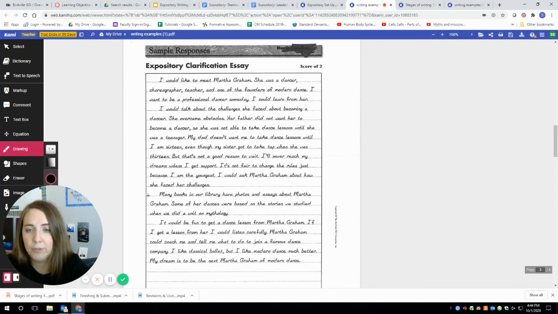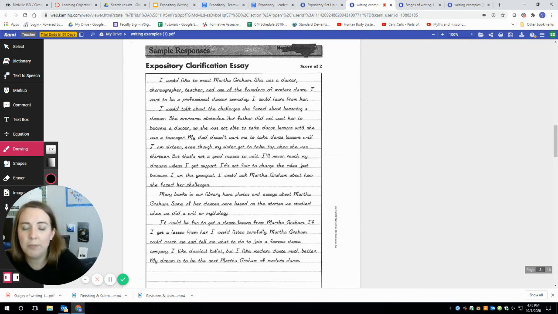So body paragraph 2. Many books in our library have photos and essays about Martha Graham. Some of her dances were based on the stories we studied when we did a unit on mythology. It would be fun to get a dance lesson from Martha Graham. If I got a lesson from her, I would listen carefully. Martha Graham could coach me and tell me what to do to join a famous dance company. I like classical ballet, but I like modern dance much better. My dream is to be the next Martha Graham of modern dance.